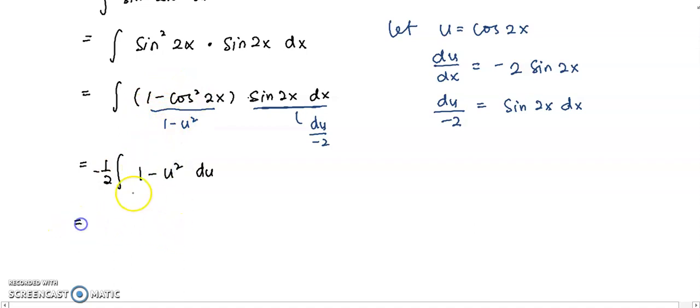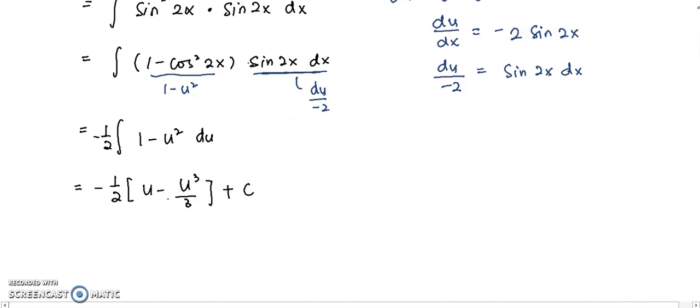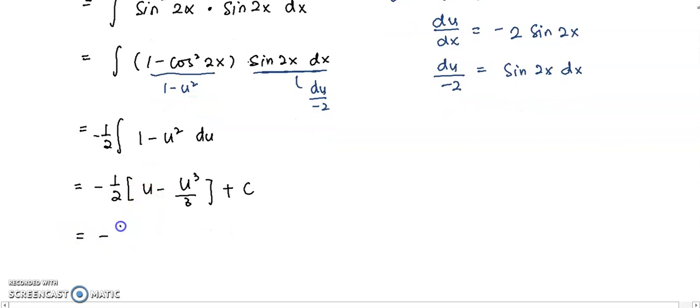Alright, so generally you have negative 1 over 2, integrate 1 minus u square du. Negative 1 over 2 just copy down, and integrate 1 with respect to u, you have u. Integrate u square with respect to u, you have u cubed over 3 plus c. Now, the final answer should not be in terms of u. You should substitute everything in terms of x. Just now you set your u as cos 2x, so now u becomes cos 2x. So here u cubed, you have cos cubed 2x over 3 plus c. That's it.